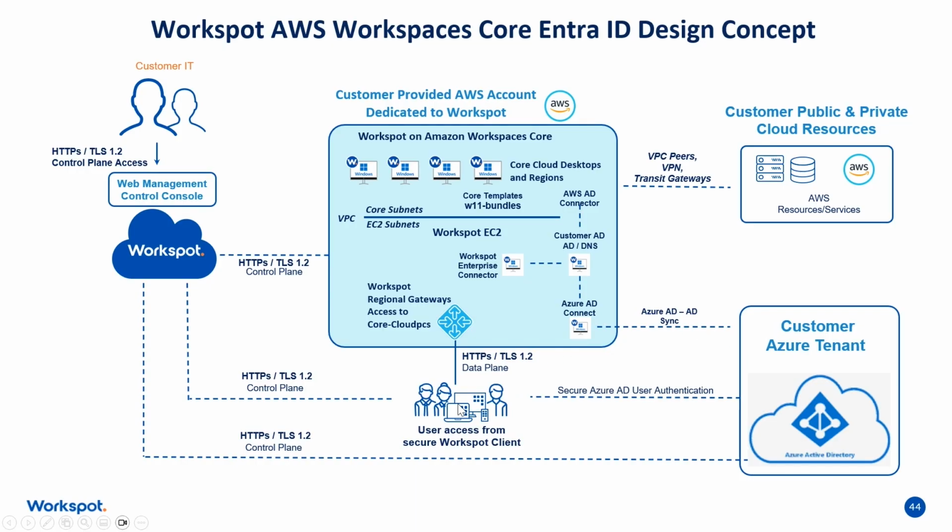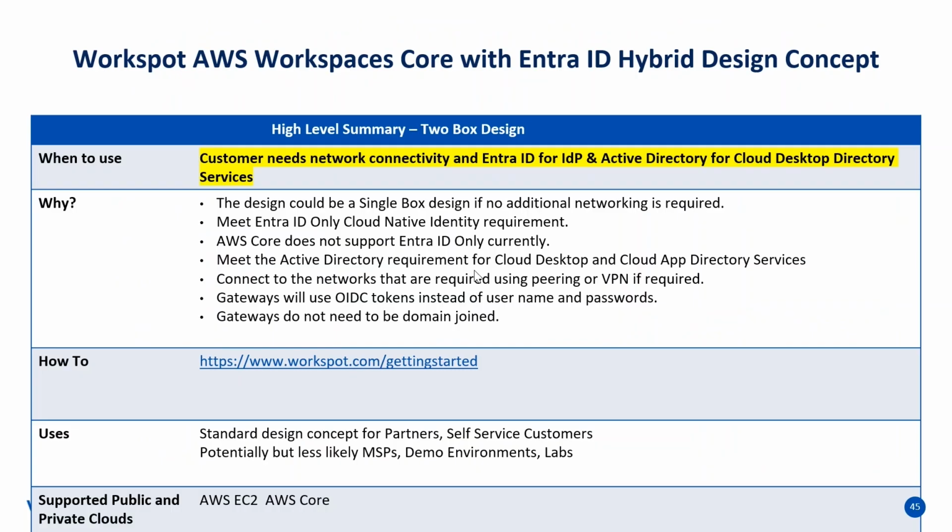Going back to our earlier designs, from the Workspot client perspective, they get redirected to Azure. Whatever MFA, whatever conditional access, all that kind of good stuff comes into play, out of the scope of what we're doing here. And then they get the token, come back to the gateway, and access either EC2 or core resources. So that's really the concept right there. I just wanted to illustrate that. Maybe at some point core will support Entra ID only, but in the meantime, this is the design we've got for a couple of customers today. Again, a little summary on what that looks like and why we would do that.